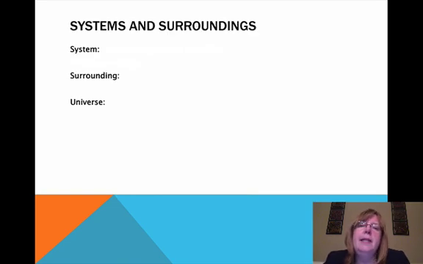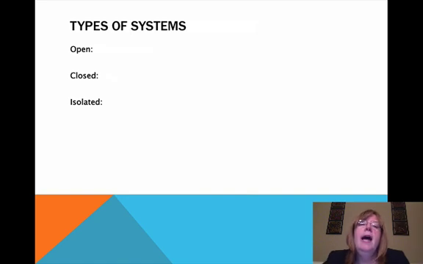All right, let's talk about the system and surroundings when we talk about a chemical reaction. The system is what is reacting. The surroundings is everything outside of the system, and then they use the word universe to mean the system and the surroundings. And then there are three types of systems. An open system is a system in which matter and energy can be transferred from the system to the surroundings or from the surroundings to the system.